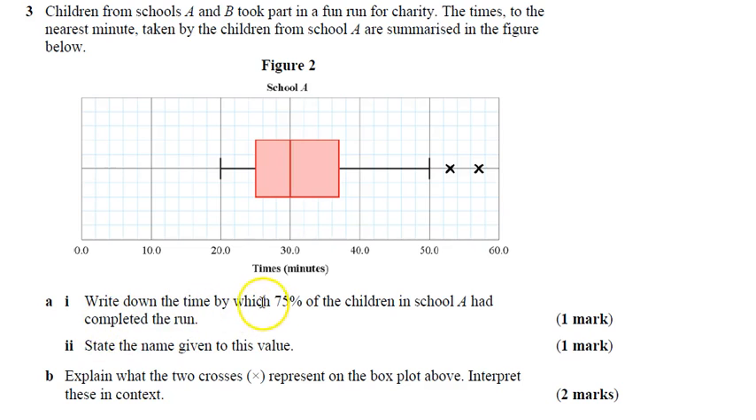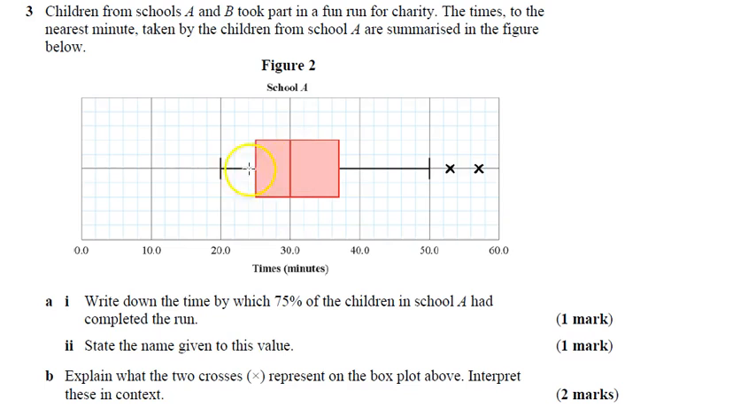Write down the time by which 75% of the children in the school completed the run. Well, this diagram is in quarters, so the fastest quarter is here, the next quarter, and then the next quarter. So just read off that value there. Obviously, is it exactly in the middle there? Maybe. So you just read off that value off the grid, whatever that's going to be, 32, 34, 37 minutes, something like that.